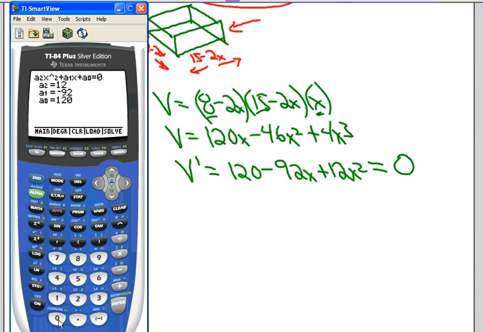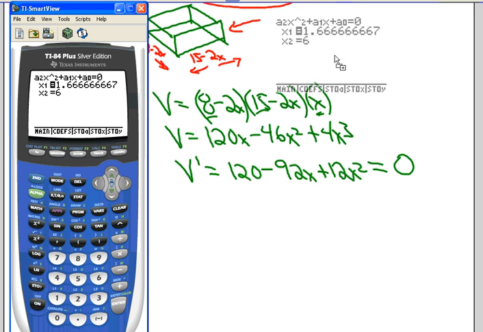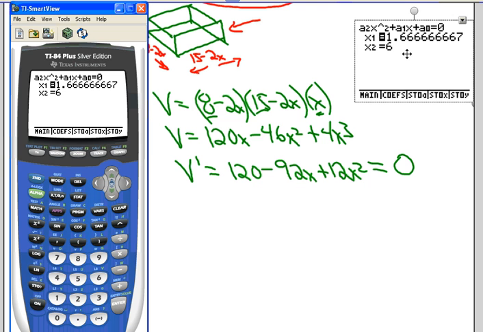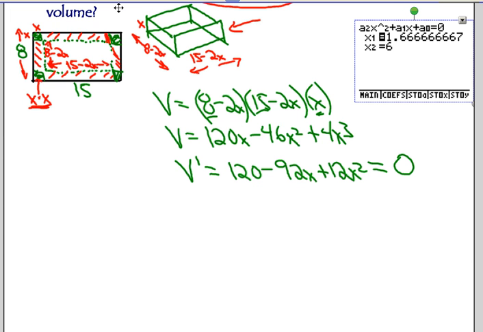So 12, negative 92, 120. I'll come over here and solve it. And I get 1.66666, which looks like 1 2/3. And my other answer is 6. Let's just keep those so we can remember those.